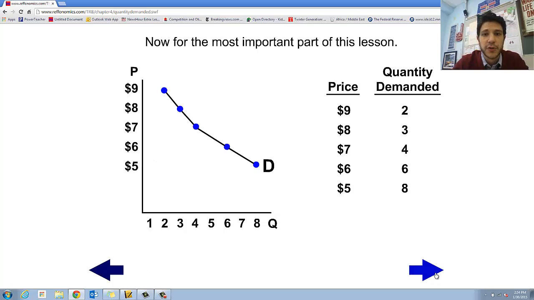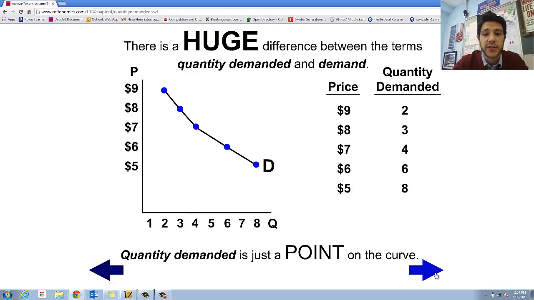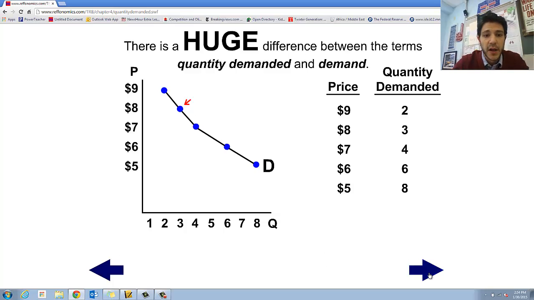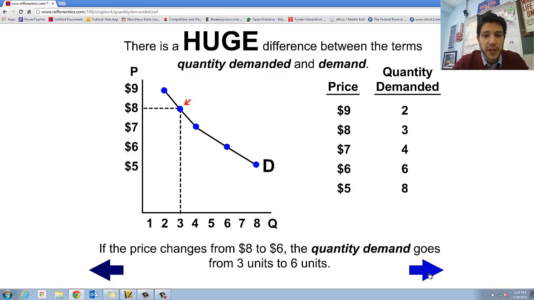For the most important part of this, we need to talk about the difference between quantity demanded and demand. So what is it? Quantity demanded is just a point on this curve. At $8, 3 units will be demanded. So if the price changes from $8 to $6, the quantity demanded goes from 3 units to 6 units. You guys see that? The quantity changes. Not demand, but the quantity changes.